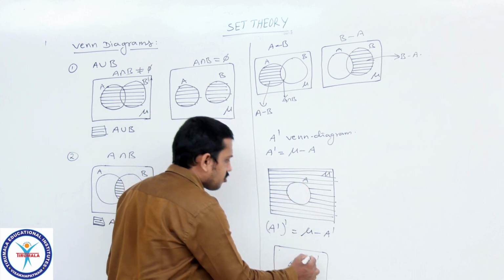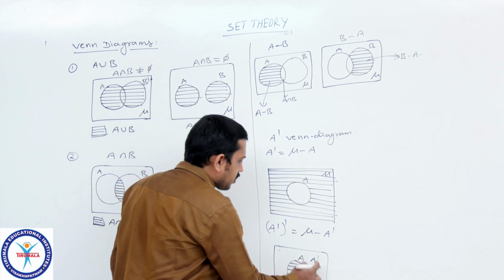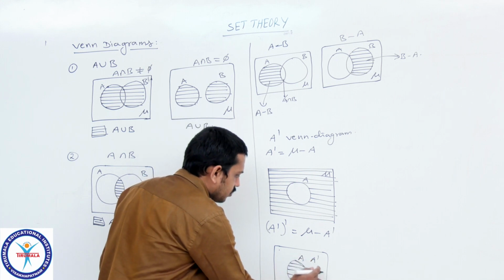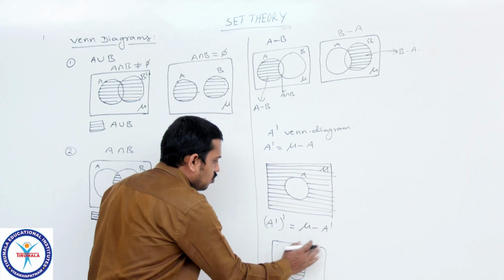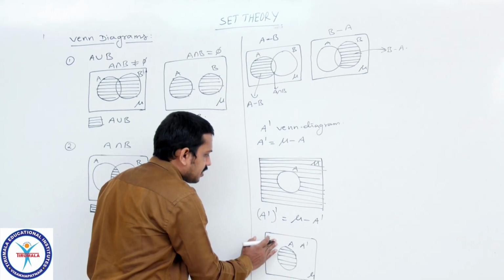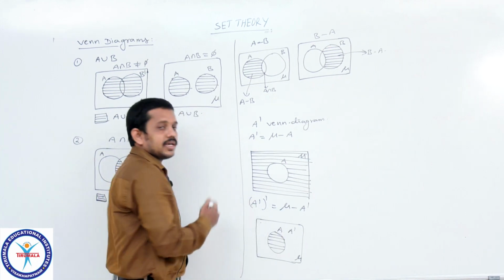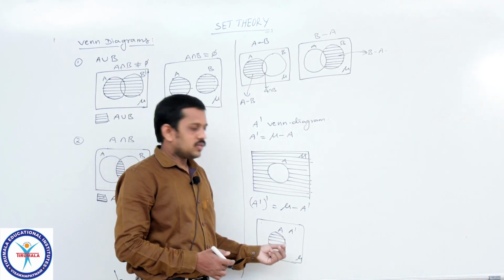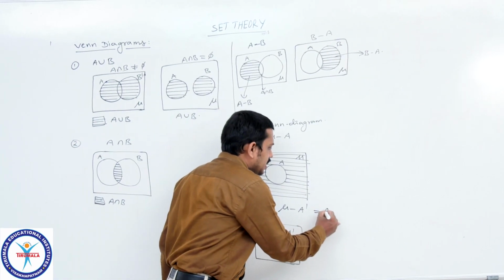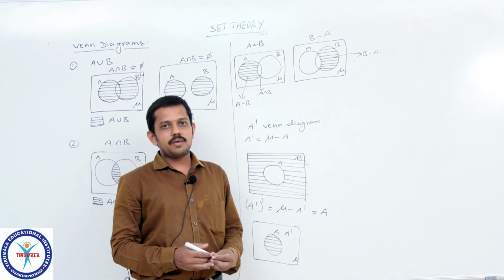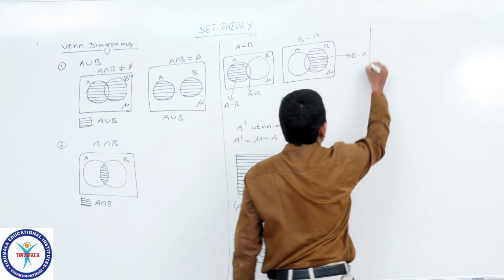Now, we require to find out A complement whole complement. A complement whole complement means we have to exclude this region from the total region. Then we exclude this outside region from the total rectangular region, and we have only the A region. So, therefore, A complement whole complement is nothing but set A. So, this is the complement of any two sets.